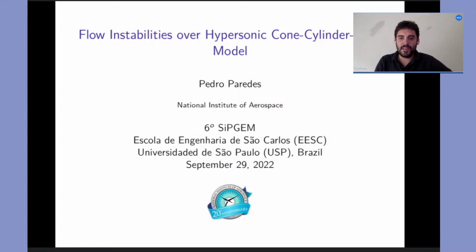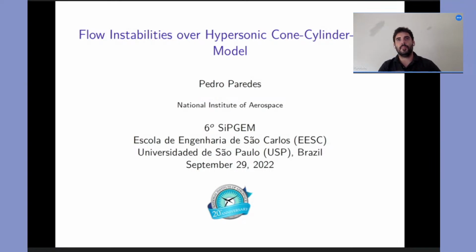Excellent. So I'm going to present some work on flow instabilities over a hypersonic cone-cylinder-flare model. This work follows a typical scenario for us, in which we have a problem we don't understand. There are experiments doing some measurements, and we would like to understand the physics. Then we attack with everything we have, numerically with computers and theory, to see if we can explain what's happening. Then we can extrapolate this new theory, or this understanding of the physical mechanisms, to flight and to design.